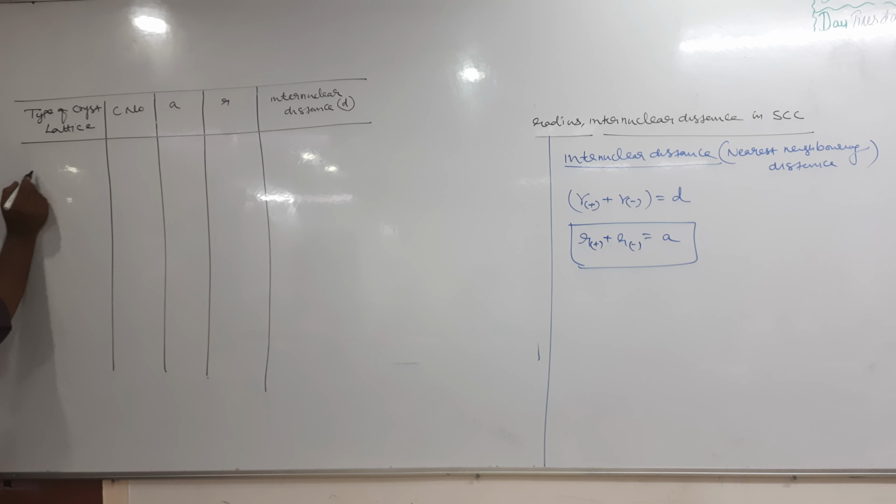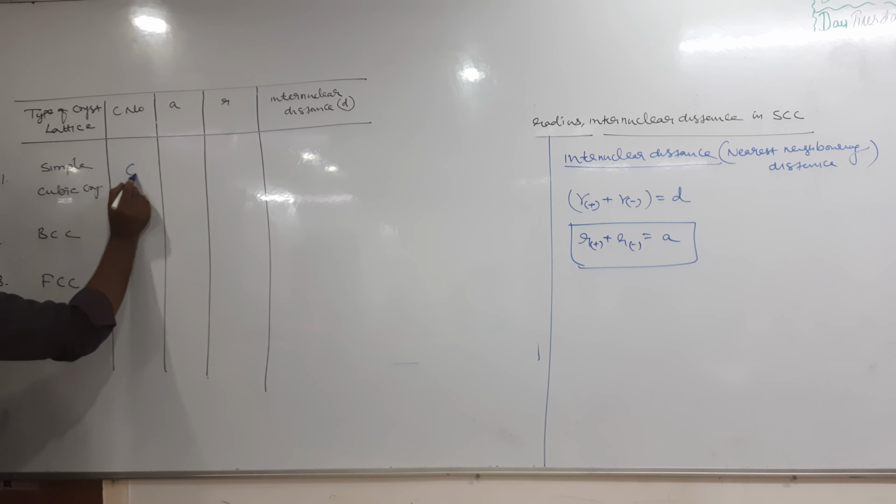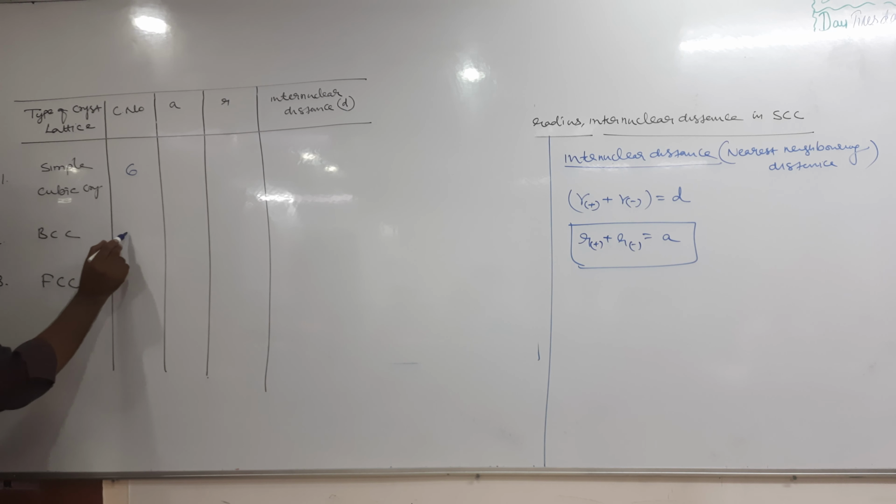So lattice, type of lattice, simple cubic crystal. Next is BCC. Next is FCC. We study only these three: simple, BCC, FCC. Tell me, what is the coordination number of simple? 6. You have to remember. BCC? 8. I am not asking cesium chloride. Cesium chloride is 8:8. BCC 8. FCC 12. Okay.